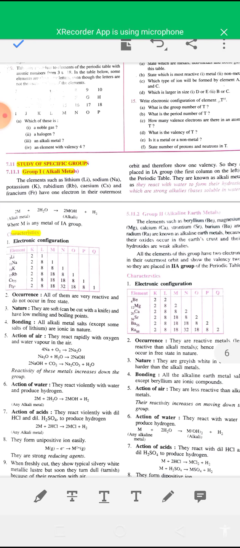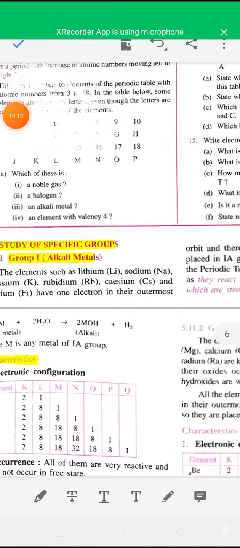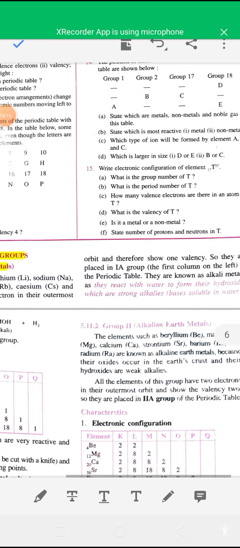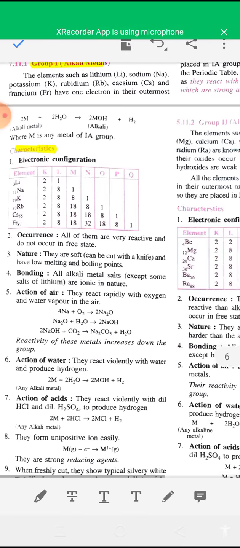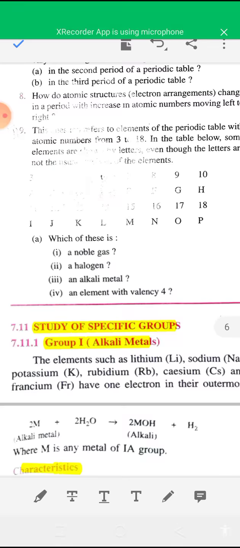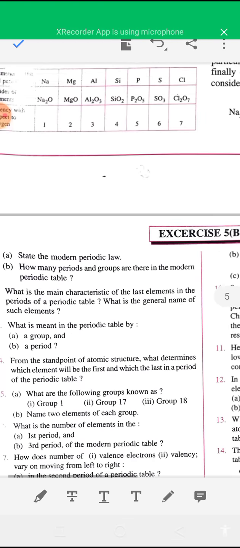And now see here, the study of some groups, group 1, group 2, these are given. Next I will discuss this point: study of specific groups, group 1, group 2, group 17 and group 18.